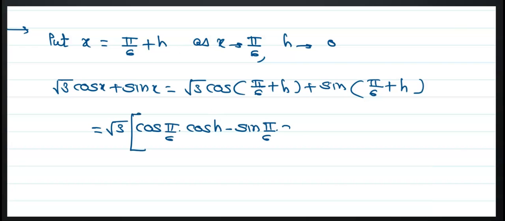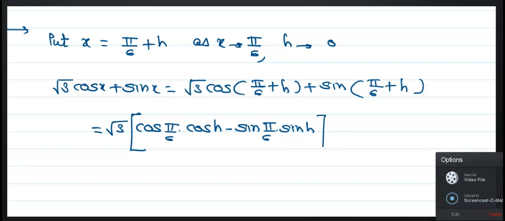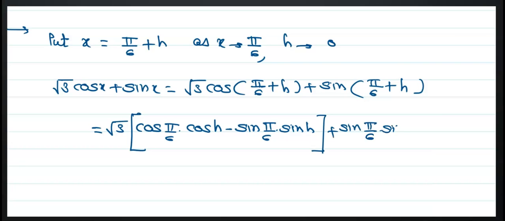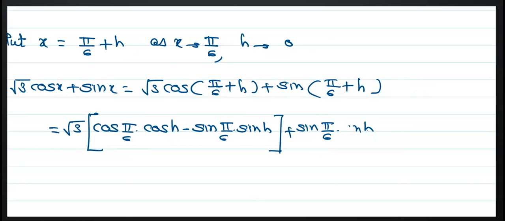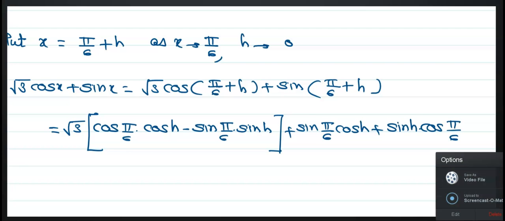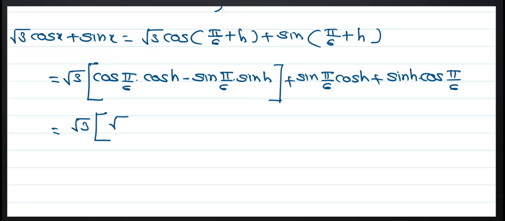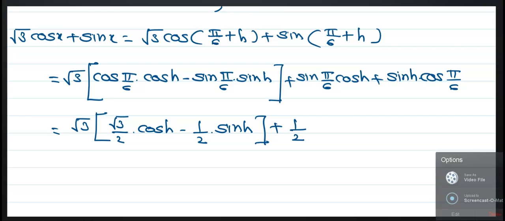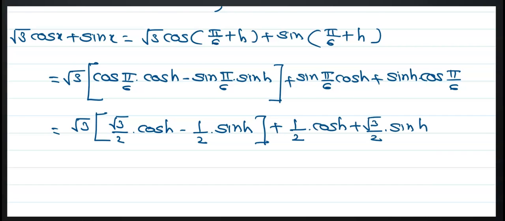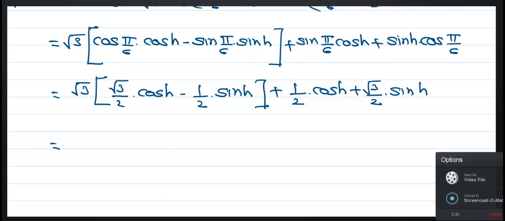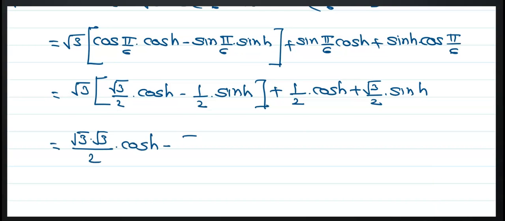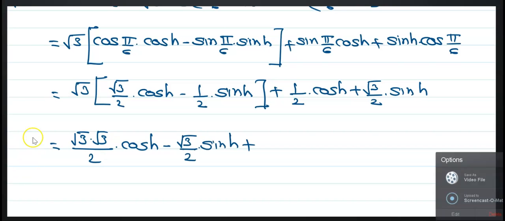Cos of pi by 6 cos h minus sin of pi by 6 sin h, bracket complete, plus sin of pi by 6 cos h plus cos of pi by 6 sin h. Now simplify this: root 3 upon 2 cos h minus 1 upon 2 sin h, and the next values are like this, multiplied with root 3 to the whole bracket. That is root 3 into root 3, which becomes 3, and root 3 into 1 upon 2, that is root 3 upon 2 sin h.